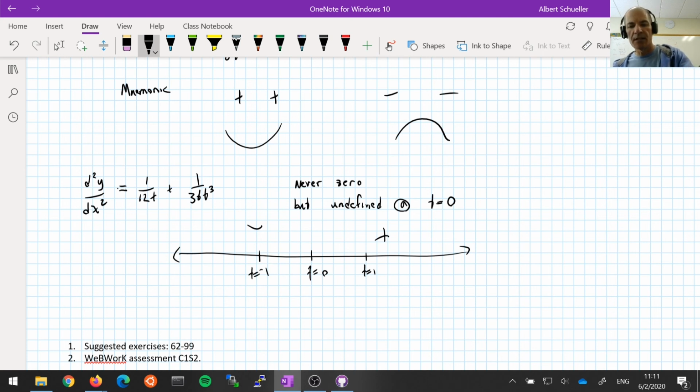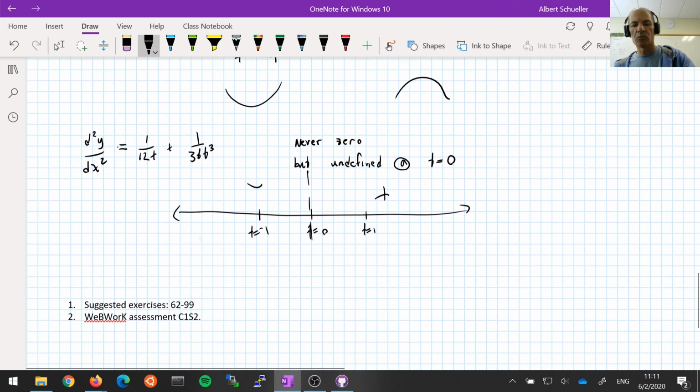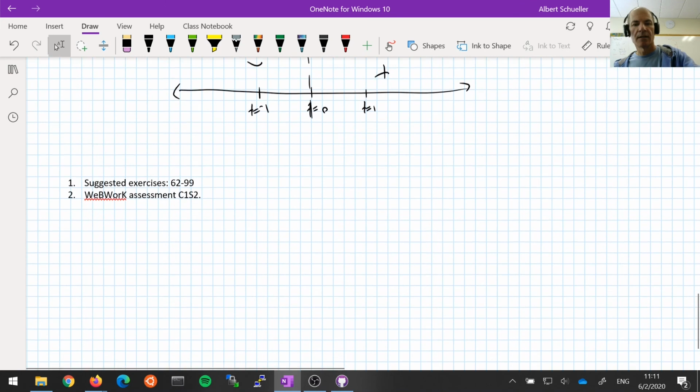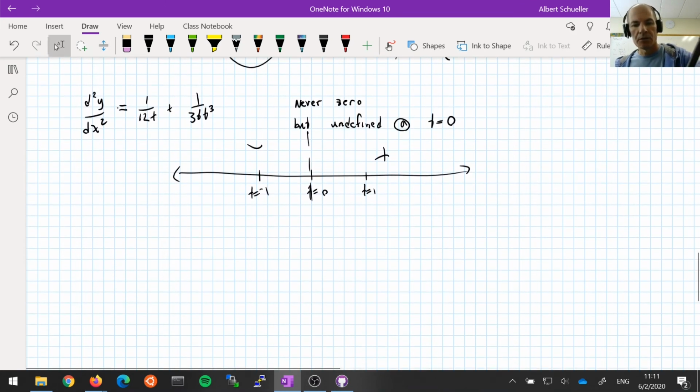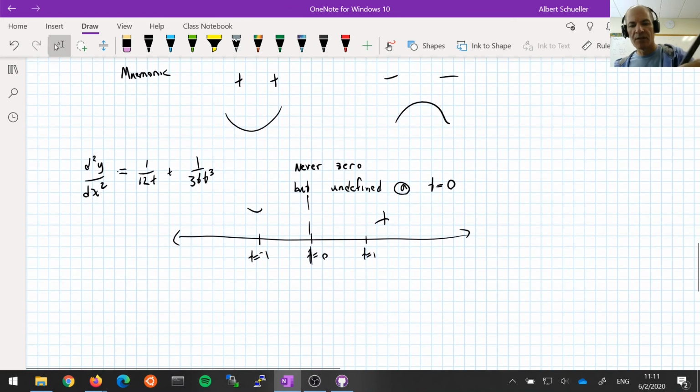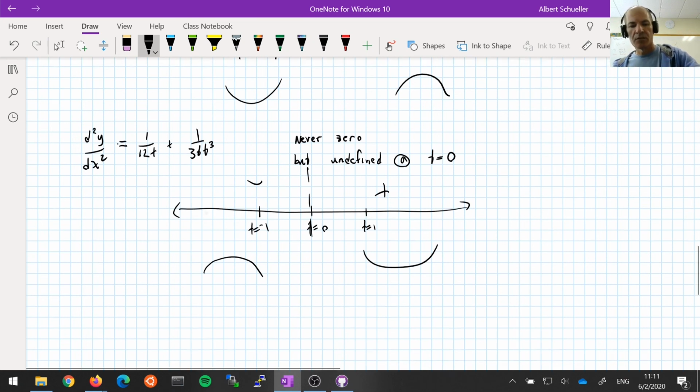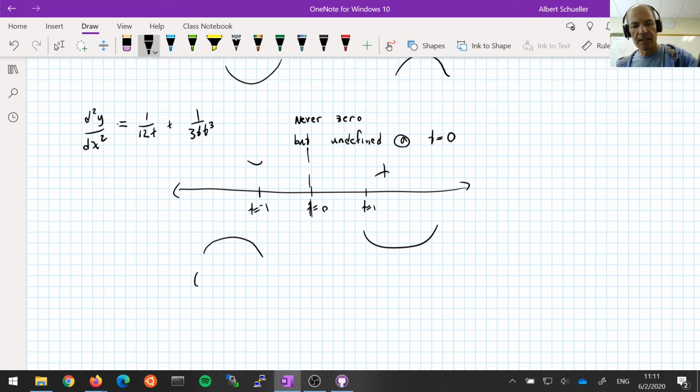And so what we see here is a big dividing line at the place where this thing is undefined. So we can say definitively using our mnemonic, this thing is concave down here and concave up here. So we'll say it's concave down on the interval from minus infinity to 0 and concave up on the interval from 0 to infinity. And remember, these are t parameter intervals.